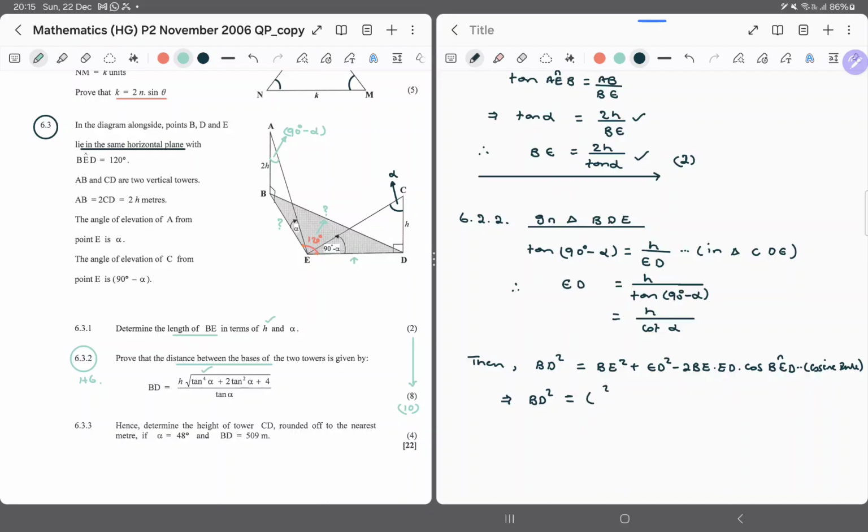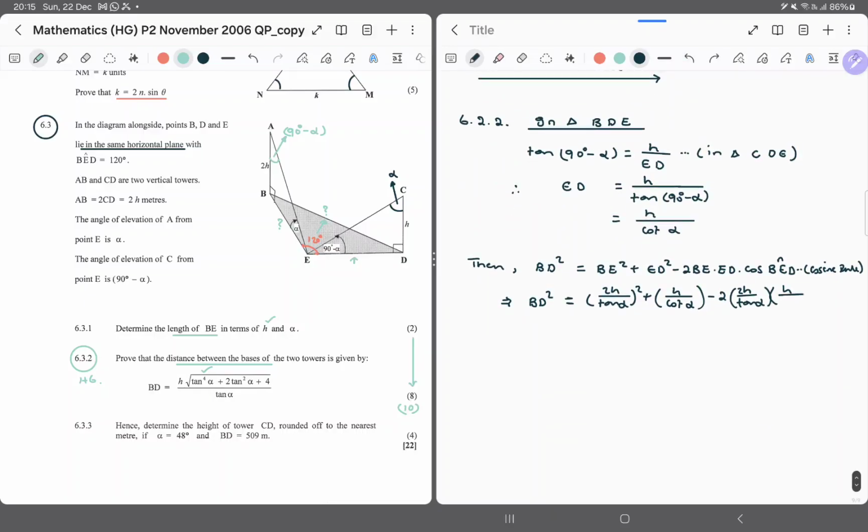BE is 2h over tan alpha, so this is squared, plus ED, this is h over cot alpha. Good. Minus 2 into 2h over tan alpha times h. Okay, I'm on that silly dirty area.